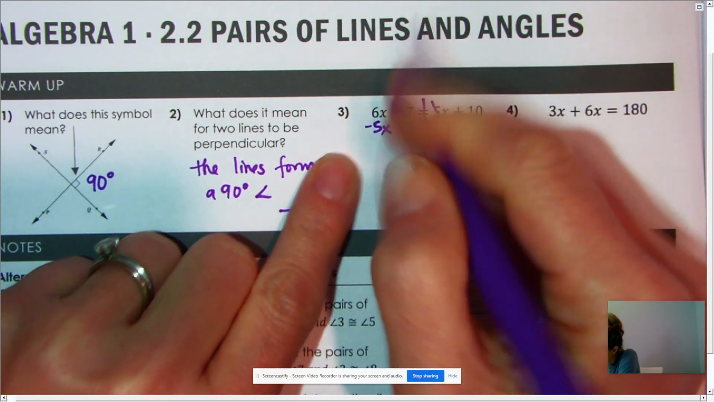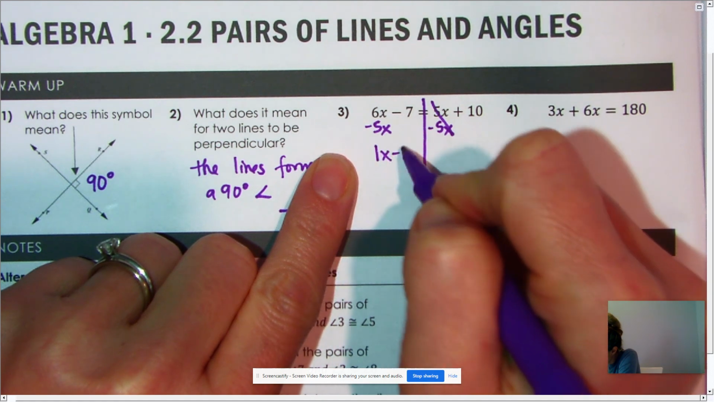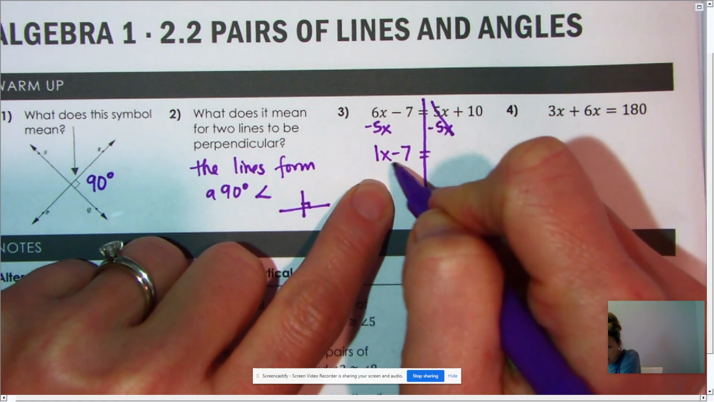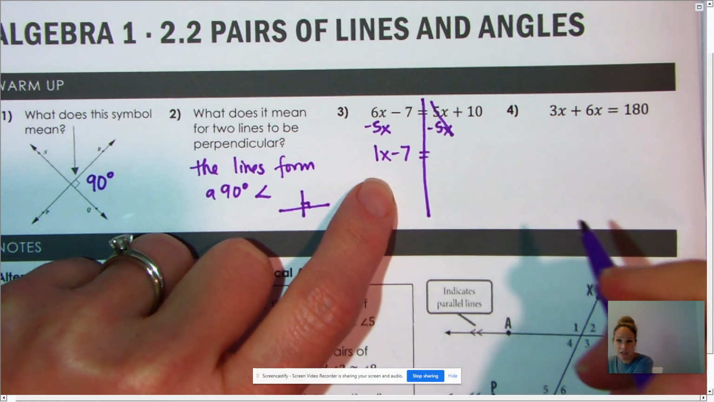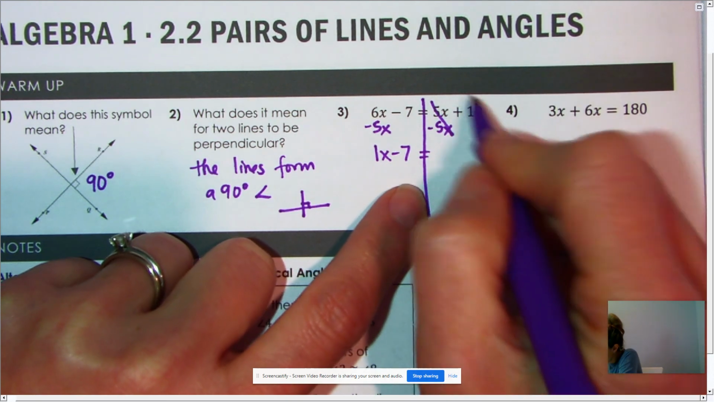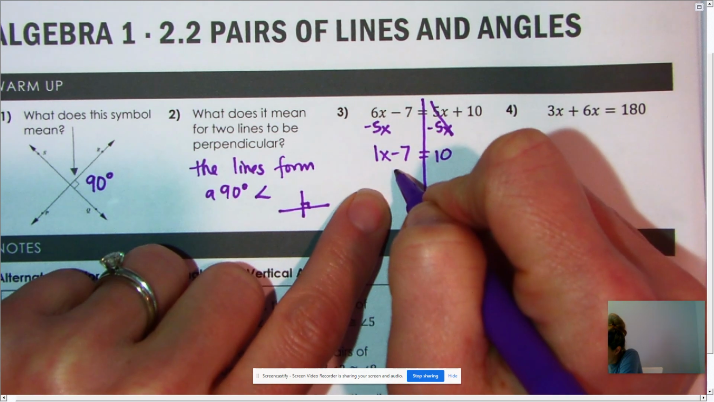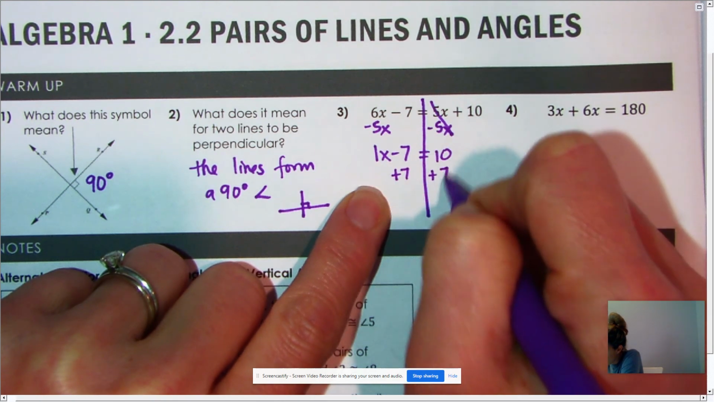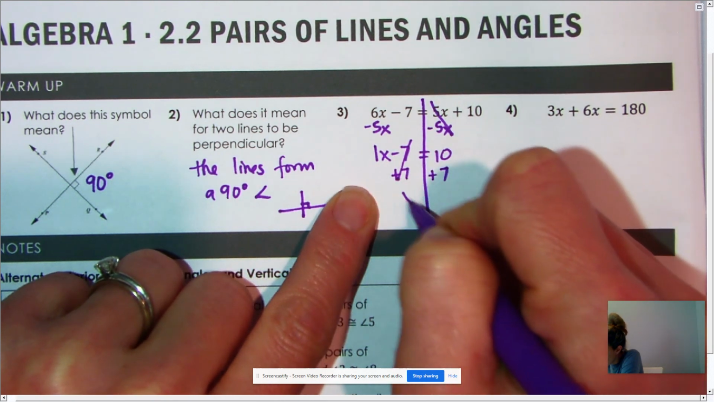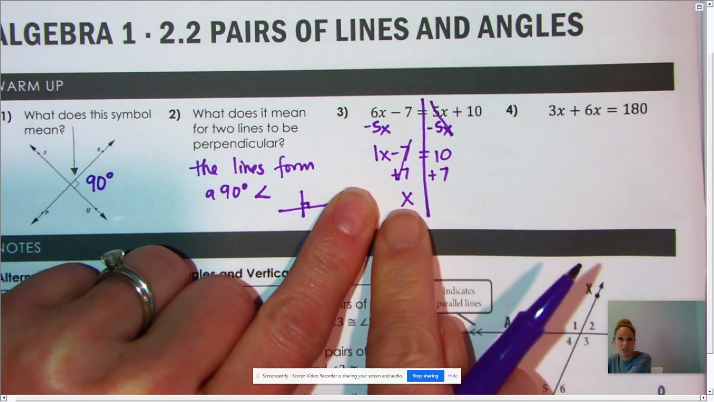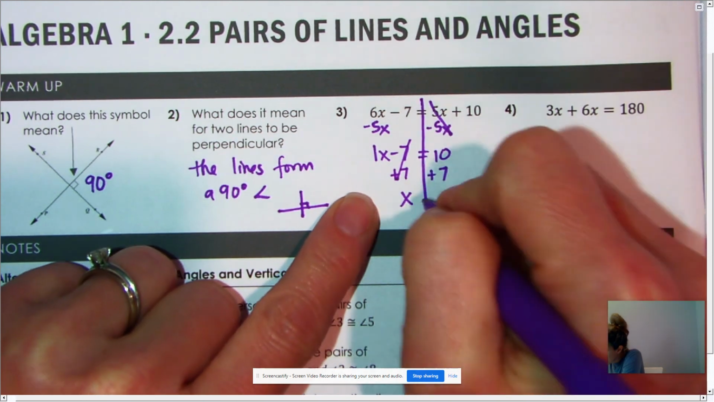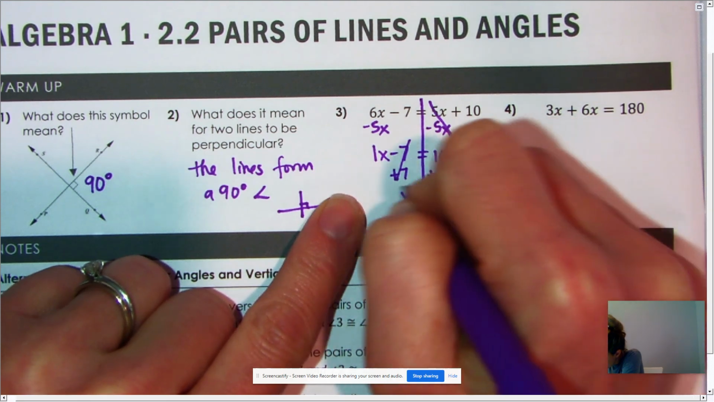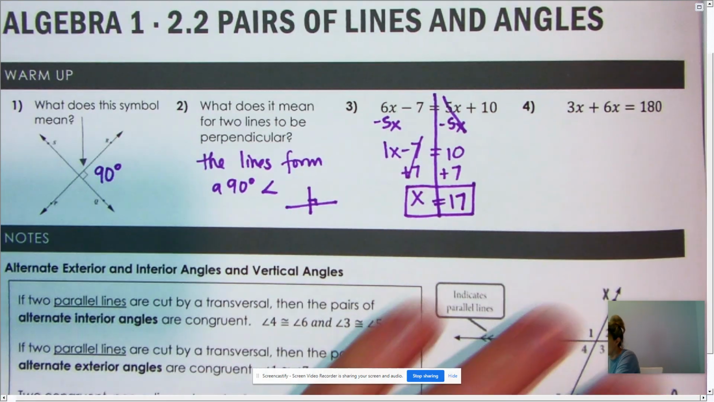So I do 6 take away 5 is 1x. Take away 7, and again, normally we don't write that 1x, so I'm going to skip it in the next step. I just wanted to let you know where I got that from. And then equals 10. So I'm going to do the inverse operation on this minus 7, and I'm going to go plus 7. That will cancel it. So all I have left on this side is my 1x, which we just write as x, and then equals 17. Okay, question number 4.